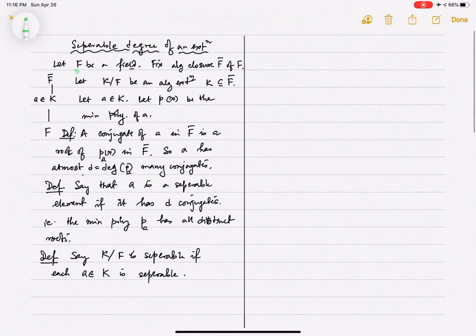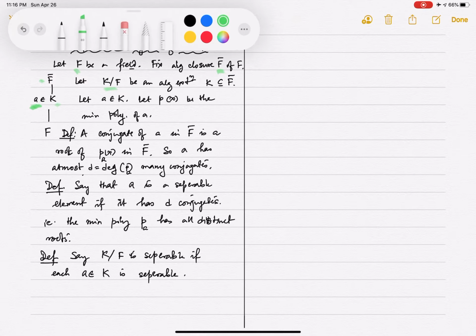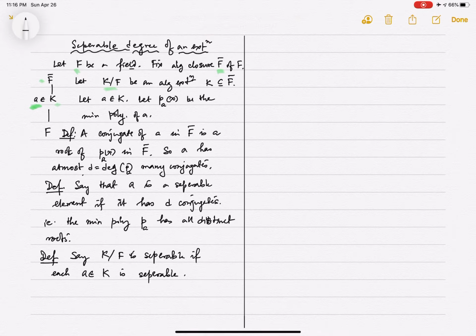You have a field F, you fix an algebraic closure F bar, take an algebraic extension, and you always assume that the algebraic extension K lives inside F bar. Take an element A in K. You say that an element of F bar is a conjugate of A if it shares the same minimal polynomial. So if P(x) is the minimal polynomial of A, some other root of that minimal polynomial will be called a conjugate of A. These are like the brothers of A. They share the same minimal polynomial.